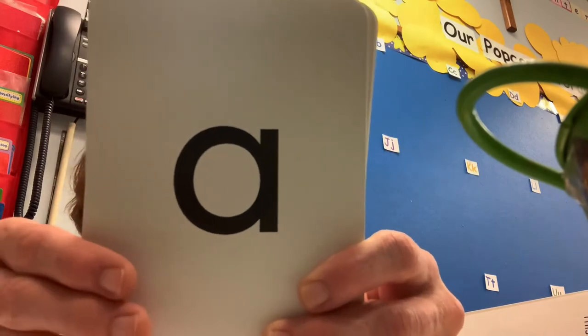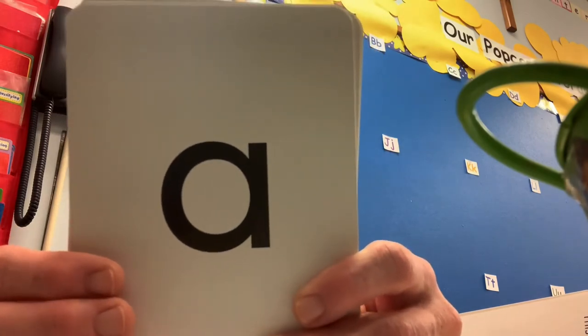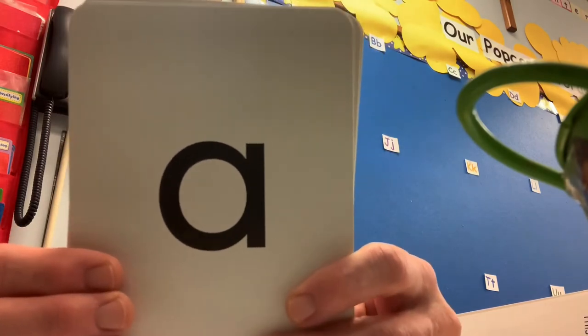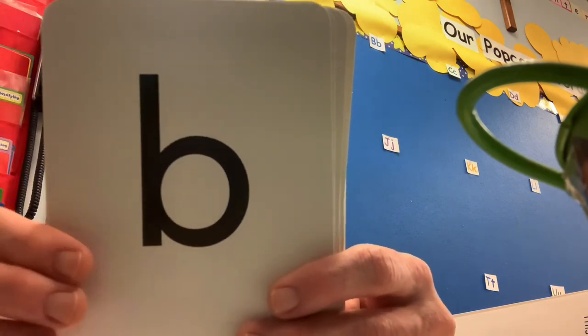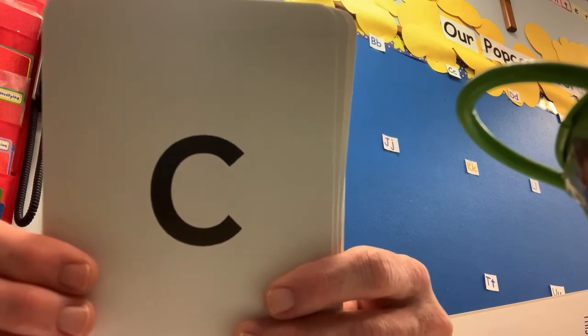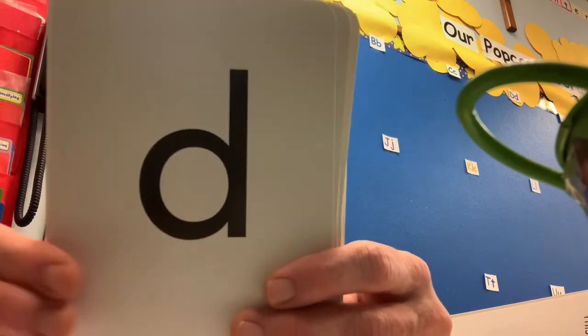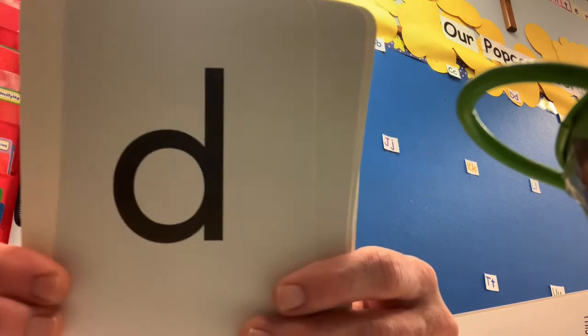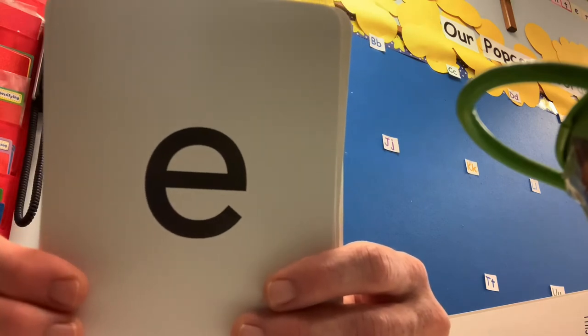Let's go over our letters and letter sounds. Letter is A. Sound is a. Letter is b. Sound is b. Letter is c. Sound is k. Letter is d. Sound is d. Letter is e. Sound is a.